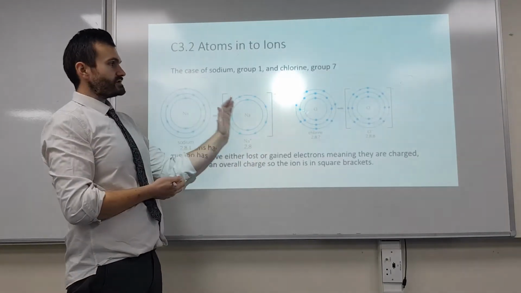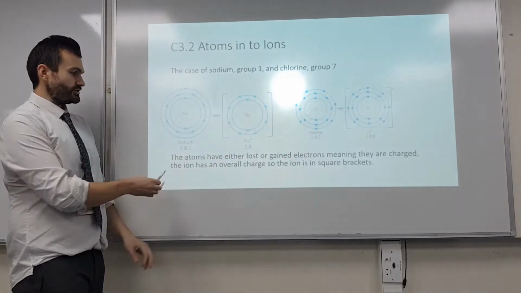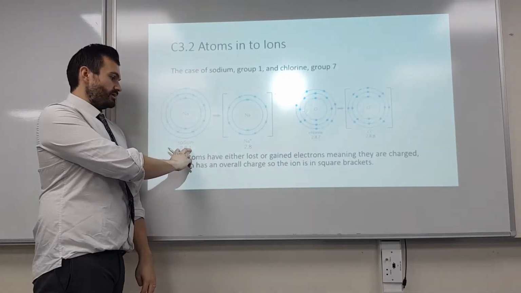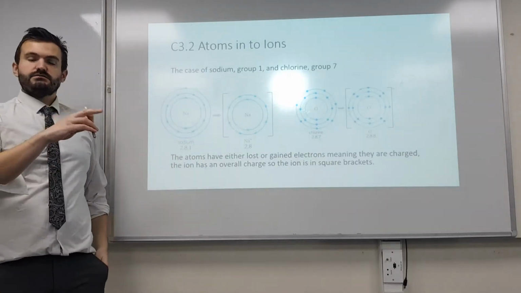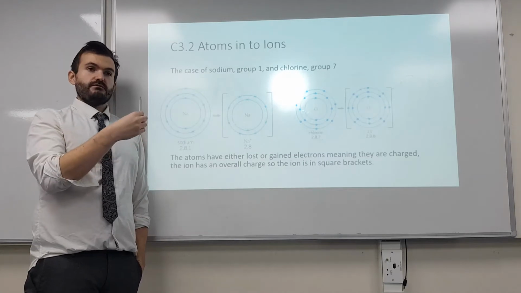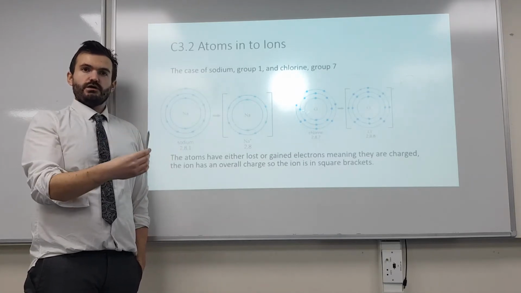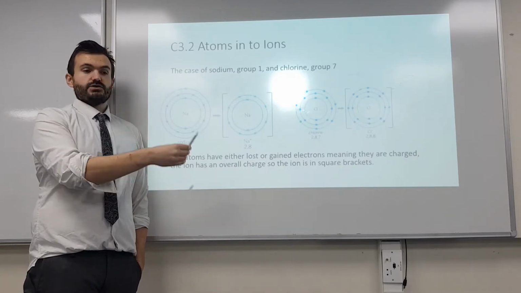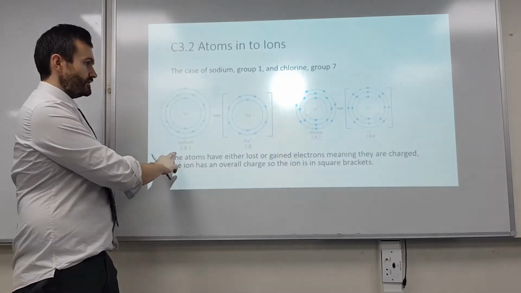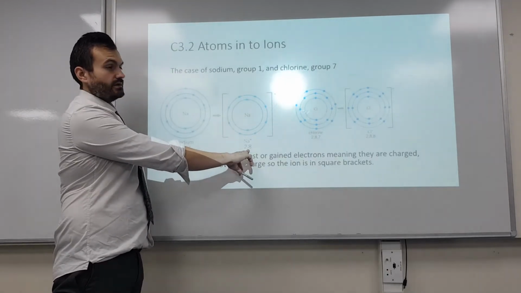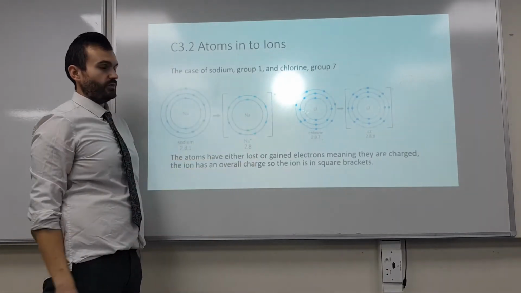So if we have sodium, sodium's electronic structure is 2,8,1, so it has one electron in the outer shell. We could either add 7 electrons, which would turn it into argon, which would be very difficult, or we could just remove one and effectively turn it into the electronic structure of neon, which would be very easy. So your sodium will lose 1 electron and become 2,8. And overall it has a positive charge of 1.